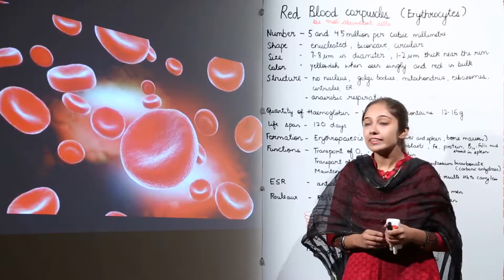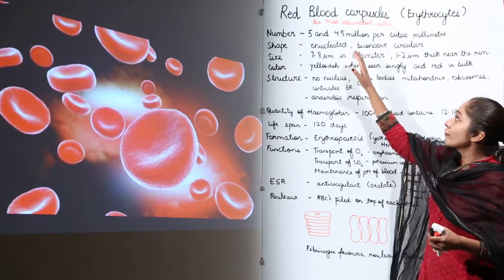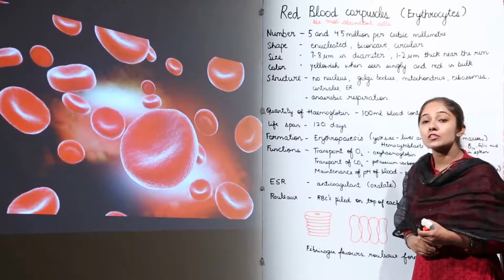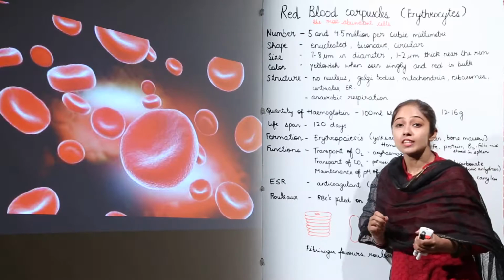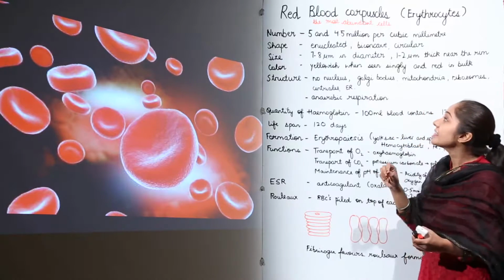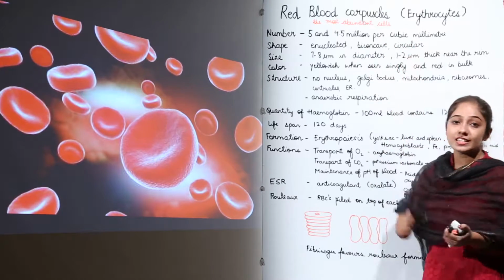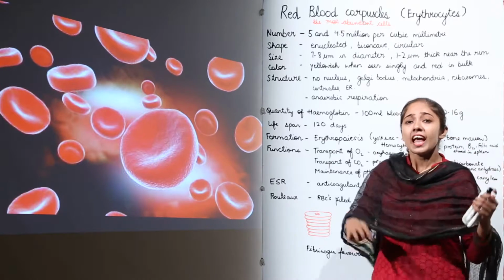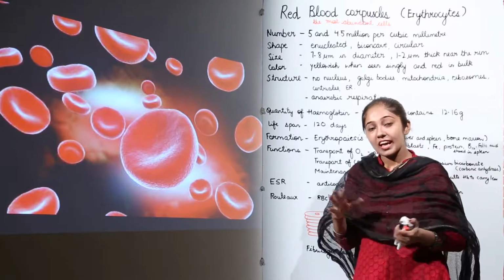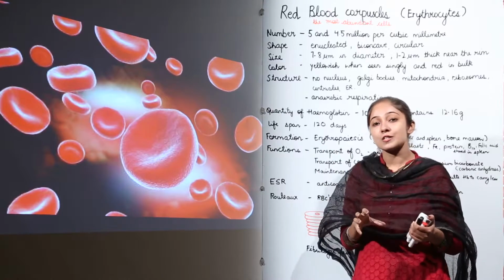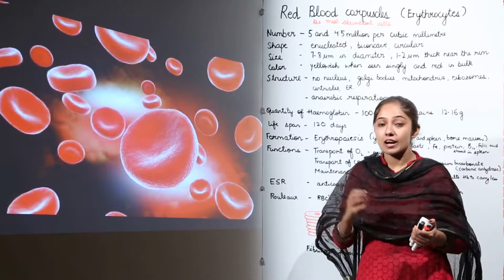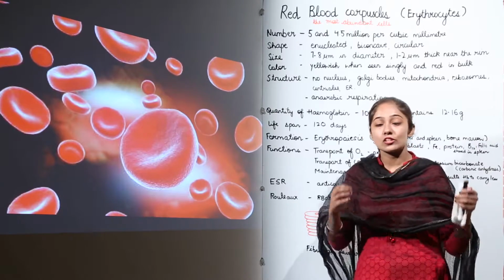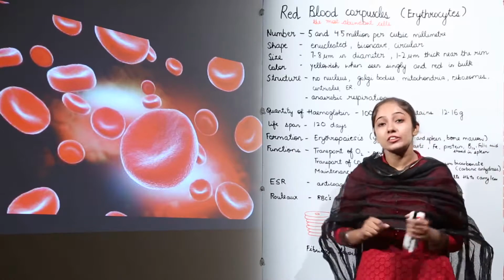Let's begin with the first type of corpuscles, that is the red blood corpuscles, which we also call erythrocytes. These erythrocytes are the most abundant cells in your body, and they are very small in size. This small size provides an advantage to the RBCs, because it allows them to pass through very thin capillaries also.